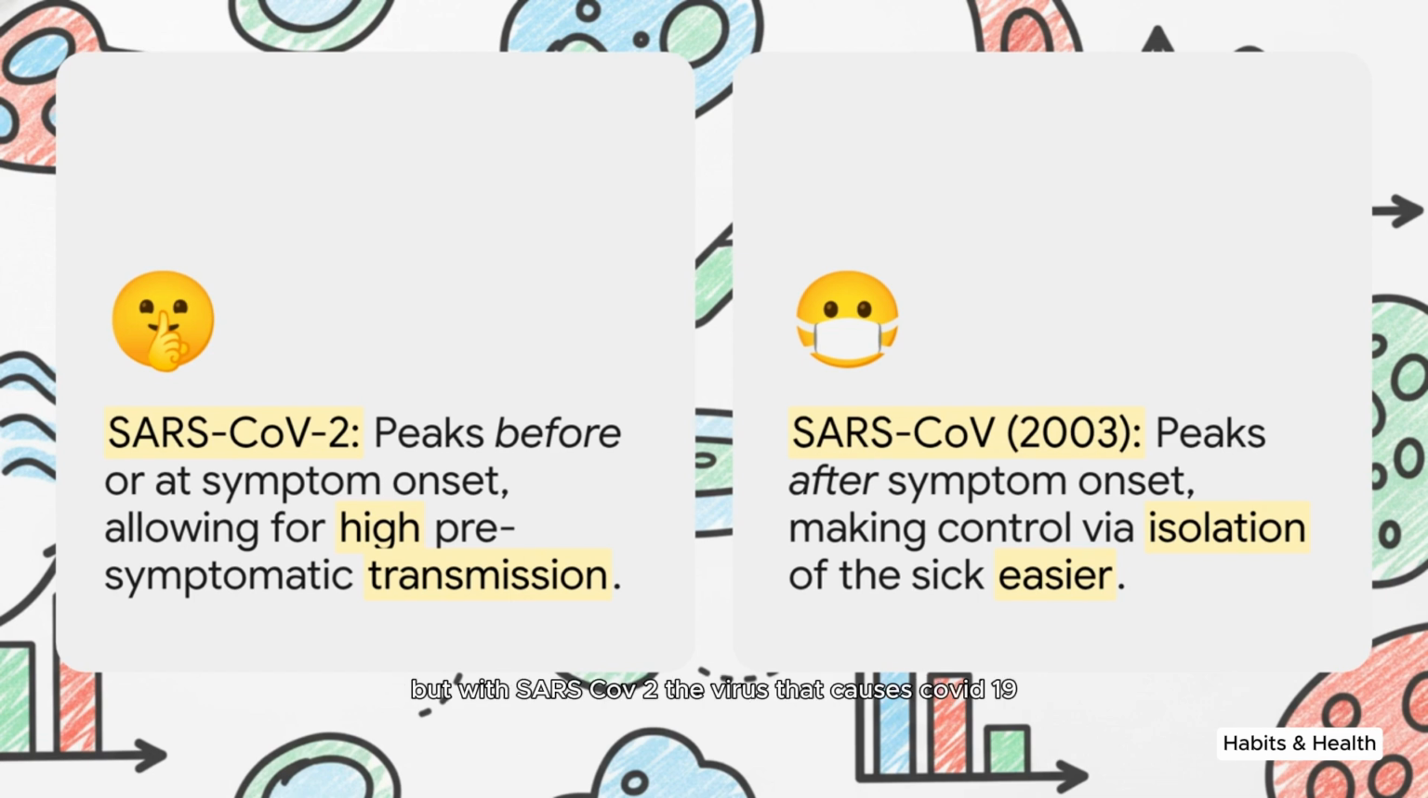But with SARS-CoV-2, the virus that causes COVID-19, the viral load peaks before or right at the moment symptoms start, and that changes everything. It means people are at their most infectious before they even know they're sick, which is a huge reason it spreads so explosively around the entire world.